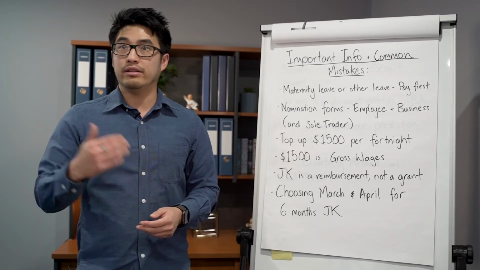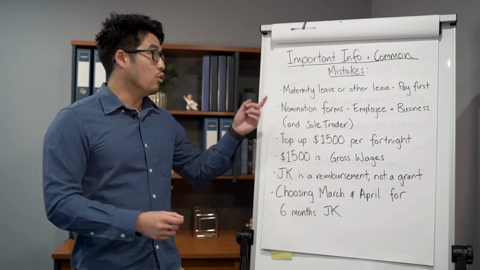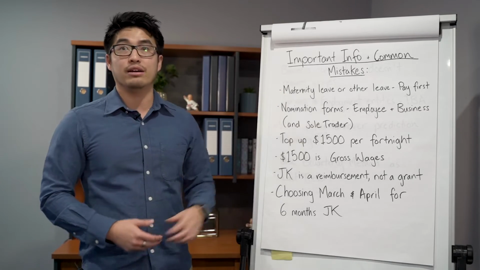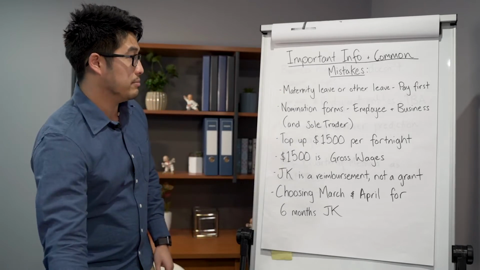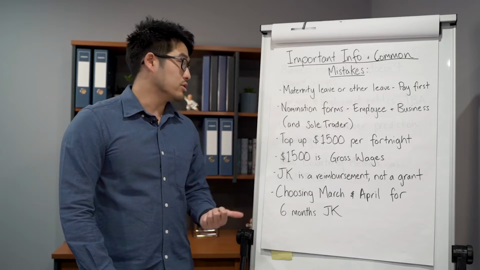If you don't terminate them and they're still on the books and you're still paying them, or they're on unpaid leave, you have to pay that $1,500 in order to get the JobKeeper payment. If you're not, then you're going to do something wrong.